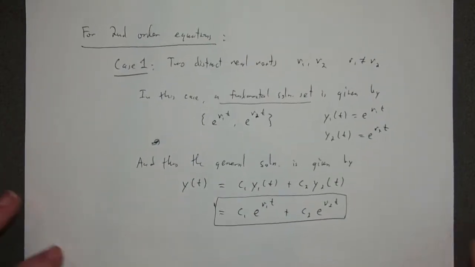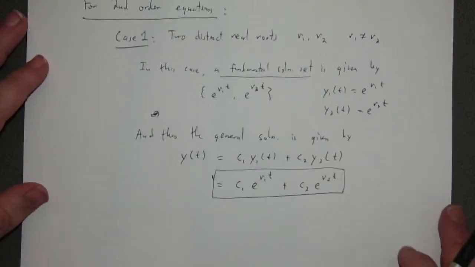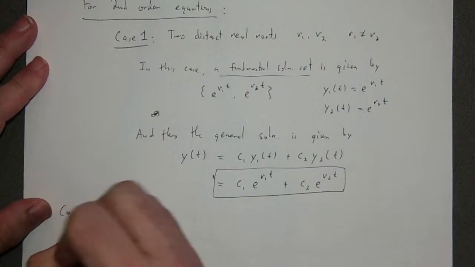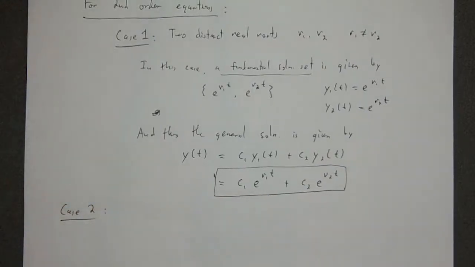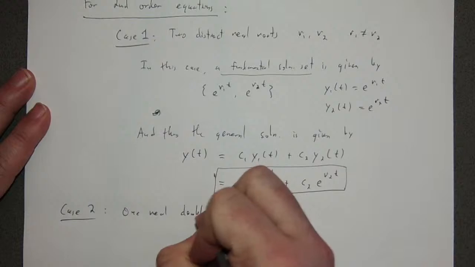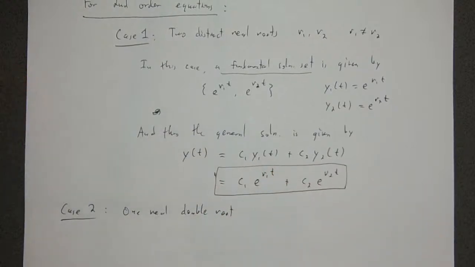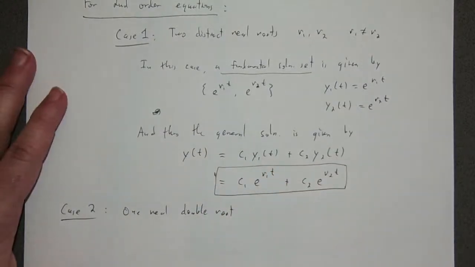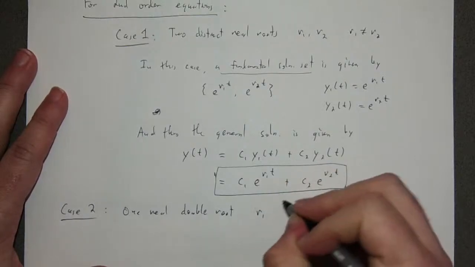So now what? I had this, I was trying to understand what was going on by cases. So for second order equations, I had the first case where we had two distinct real roots. Well, what's the second possibility? So the second possibility is one real double root. We actually did an example of an equation like this yesterday. One of our examples that we used. One real double root, we'll call it r sub 1.